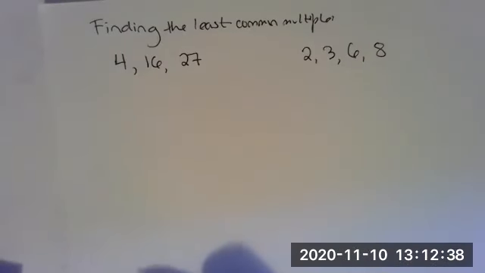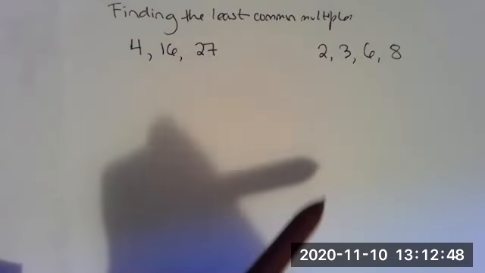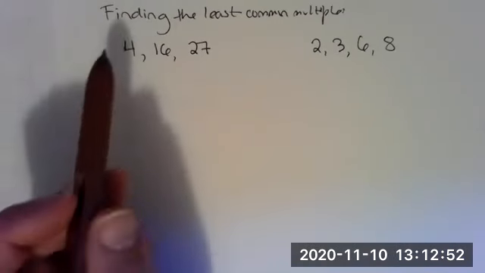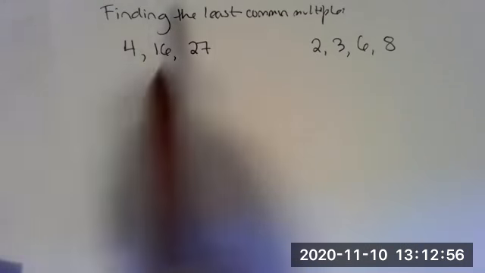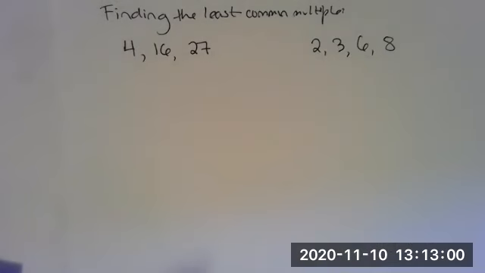This video is about finding the least common denominator, which we need to do by finding the least common multiple. So we are going to start by just taking some basic numbers and finding the least common multiple among the sets of numbers. So let's say we have 4, 16, and 27. The way that it'll work every time is to do what's called prime factorization.